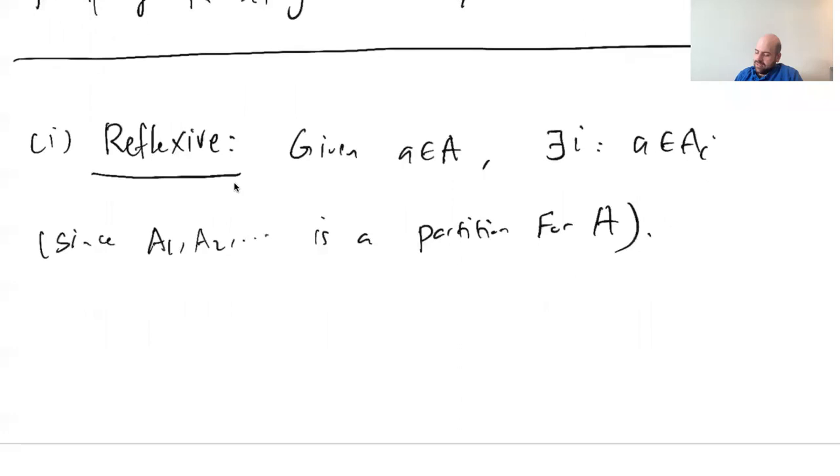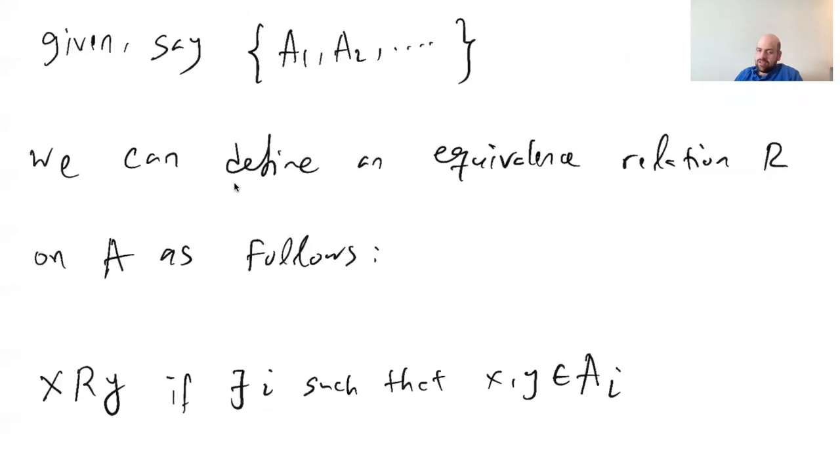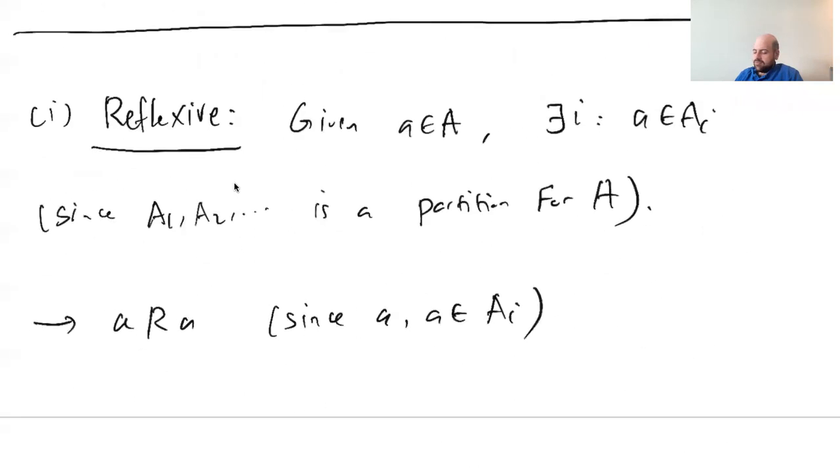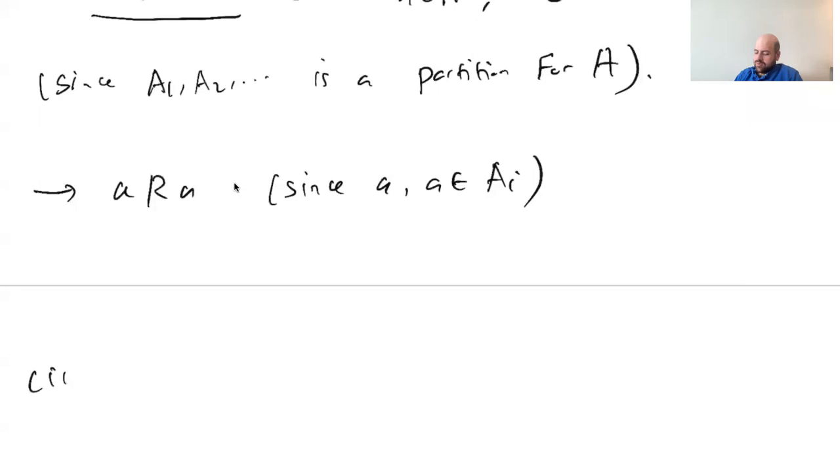So that means that a and a, both of them, are in AI. Remember, when do we say that two elements are in relation with each other? Two elements are in relation if there exists some index I such that both X and Y are in AI. Well, here both a and a, which means just a, is in AI, so a is in relation with itself. So second property: symmetric.